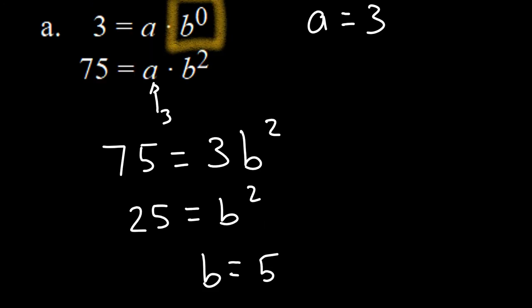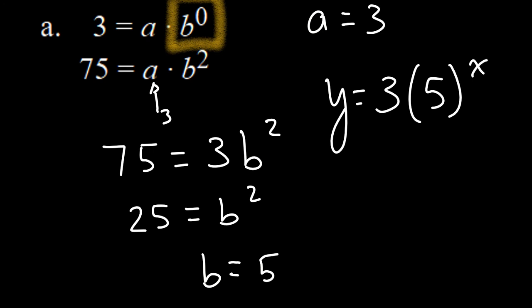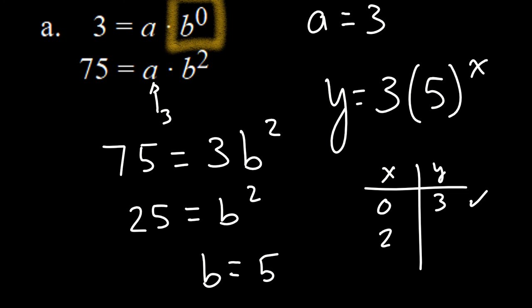So this first equation is y equals 3 times 5 raised to the x power. The two values that I know have to be true: when x is 0, it has to give me 3, and it does. And the other value that I know, when x is 2, it has to give me 75. Well, 5 squared is 25, and 25 times 3 is 75. So it passes both of the 2 points I know.